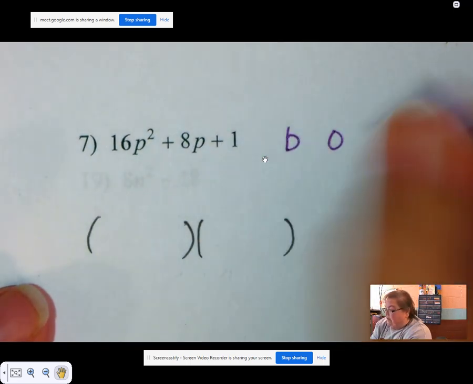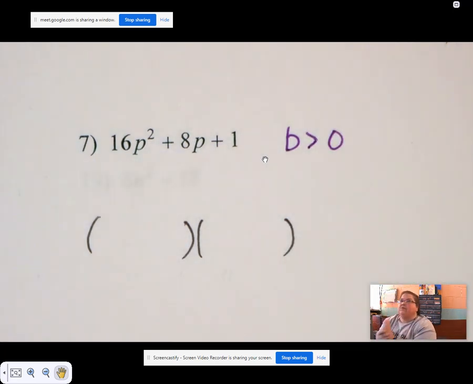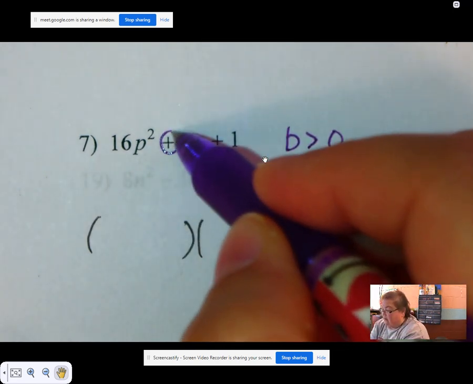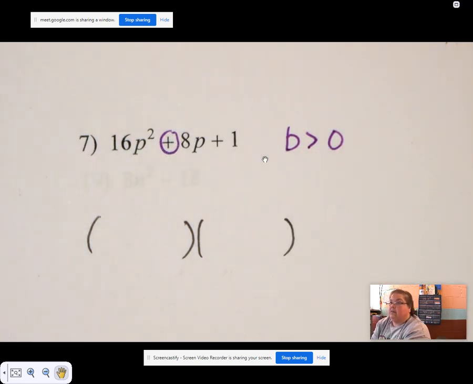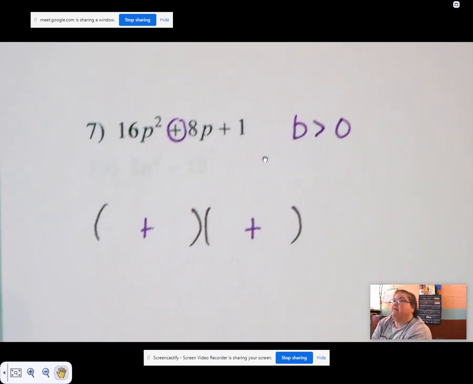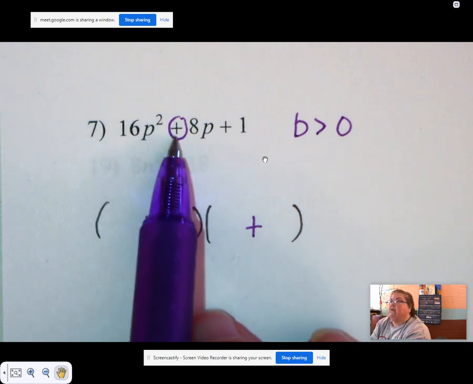B is what compared to 0? Is it equal to 0? It's greater than. So B, remember you're talking to me about the B. So the B is either equal to 0, which gives me opposite signs, or it's greater than 0, which gives me what kind of signs? Same signs. Same as what? Same as the B. So these are both positives. Greater than 0, same sign, same as B.